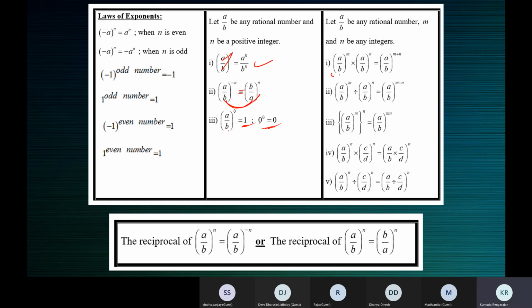And here these rules, which you've seen last year: when bases are the same and it's multiplication, add the powers. A by b is the base. It's a product. To simplify this, we need to add the powers. Write the base once, a by b, and add the powers m plus n. Again, the bases are the same, a by b, but it's division. So we need to subtract the powers. Write the base once, a by b, and subtract the powers m minus n.